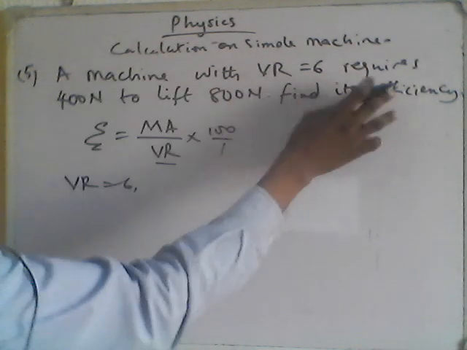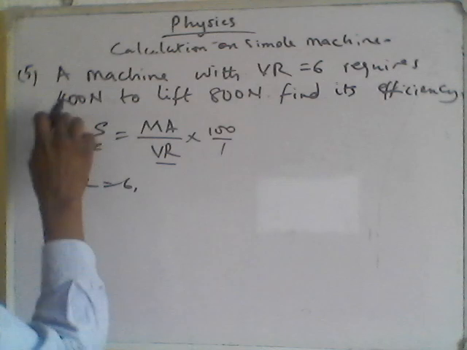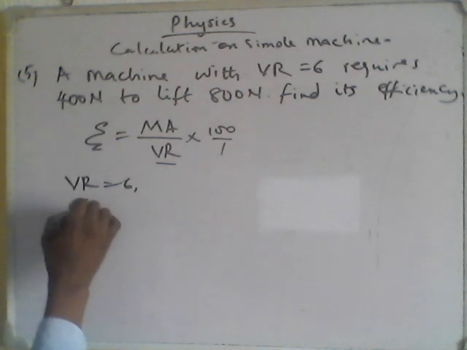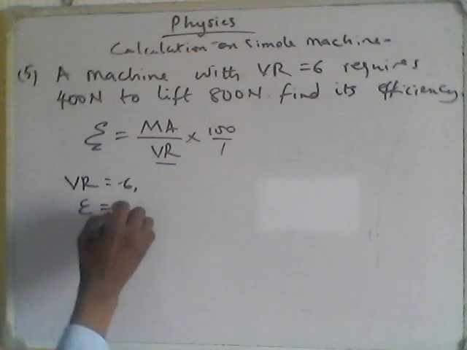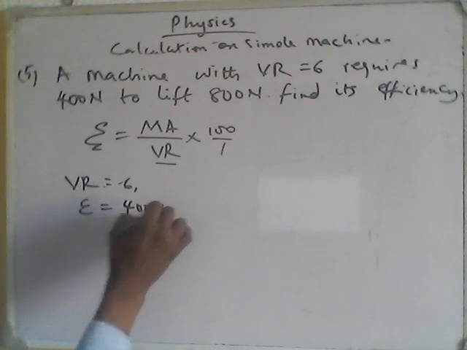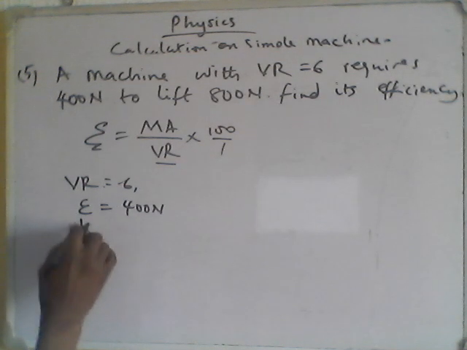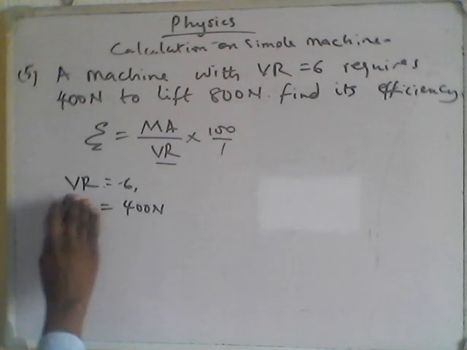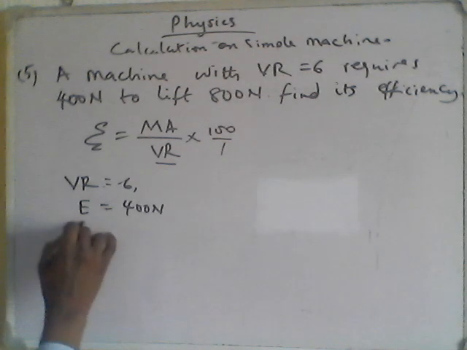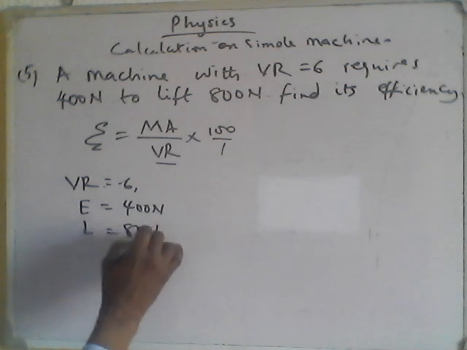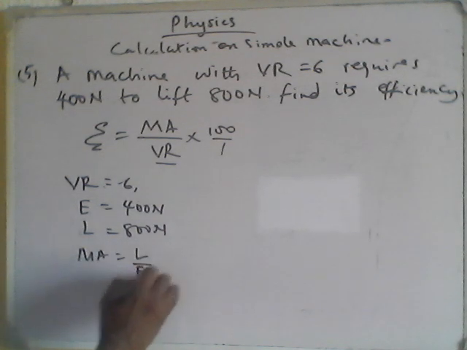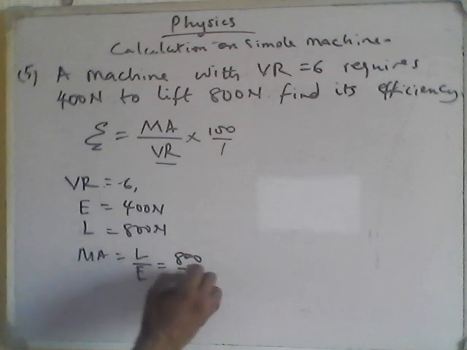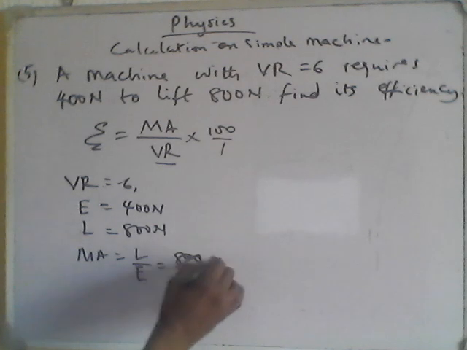We are given requires this to lift this. So this amount is the effort. The effort is 400 Newton, and the load L is 800 Newton. So mechanical advantage is load over effort, which is 800 over 400, will give me 2.